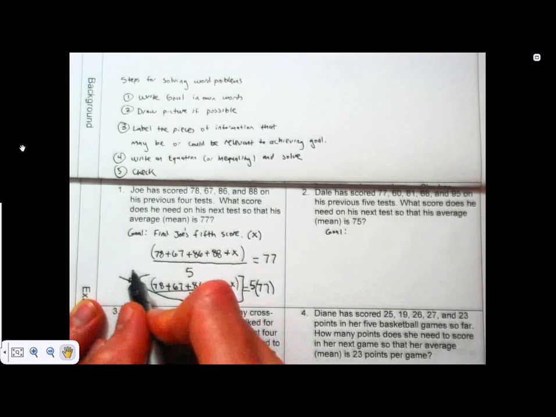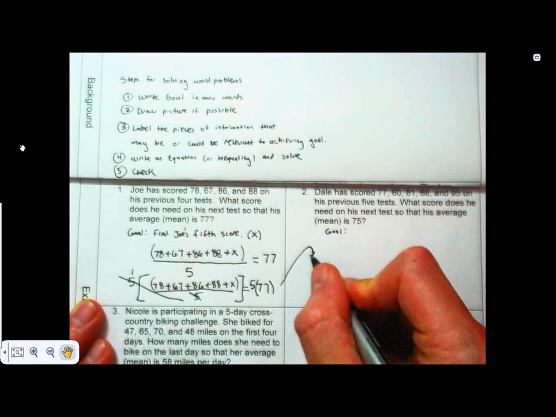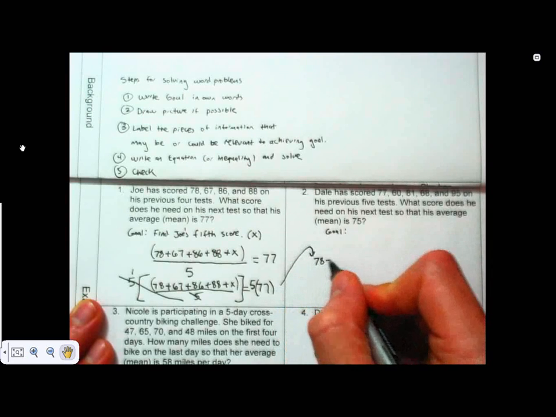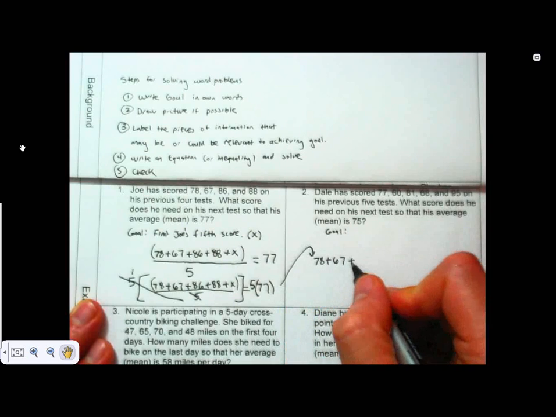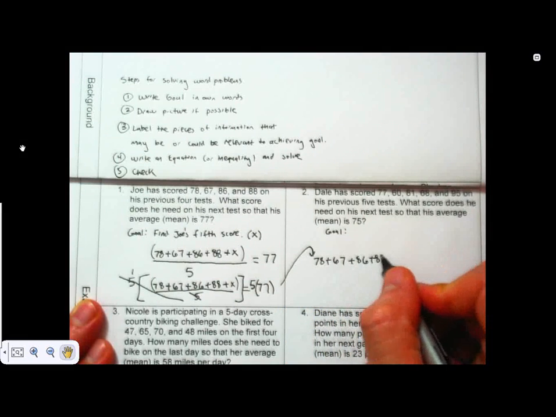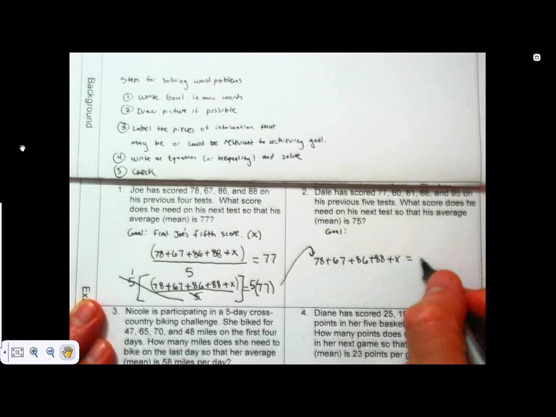And now, again, when I multiply something by 5 and then divide by 5, that really just cancels out those 5s. They're gone. And they become 1. 5 divided by 5 is 1. On the other side, 77 times 5 is going to give me 385. So what's left is 78 plus 67 plus 86 plus 88 plus X equals 385.